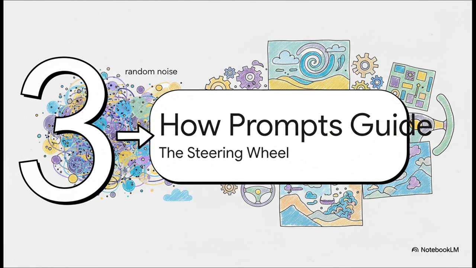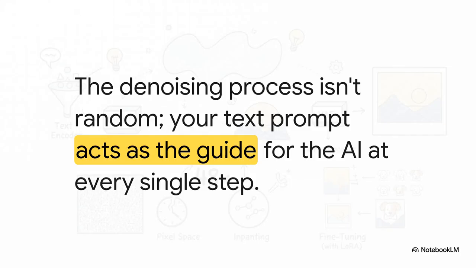But how do we, the users, actually get to drive the thing? How do we steer it to create what's in our heads? Well, that denoising process, that sculpting, it's not random at all. Your text prompt, the words you type in, acts as the guide, the steering wheel for that virtual sculptor at every single step of the way. This is where your creativity plugs directly into the AI's process.